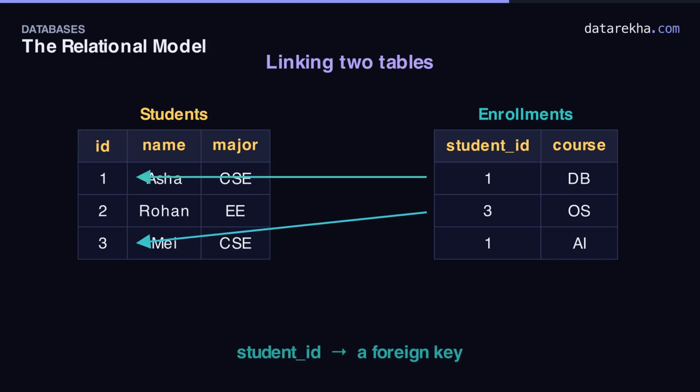That pointing column has a name, a foreign key. It's the glue of the relational world, and it earns a whole lesson of its own. For now, just hold the picture. Separate tables, joined by shared values.